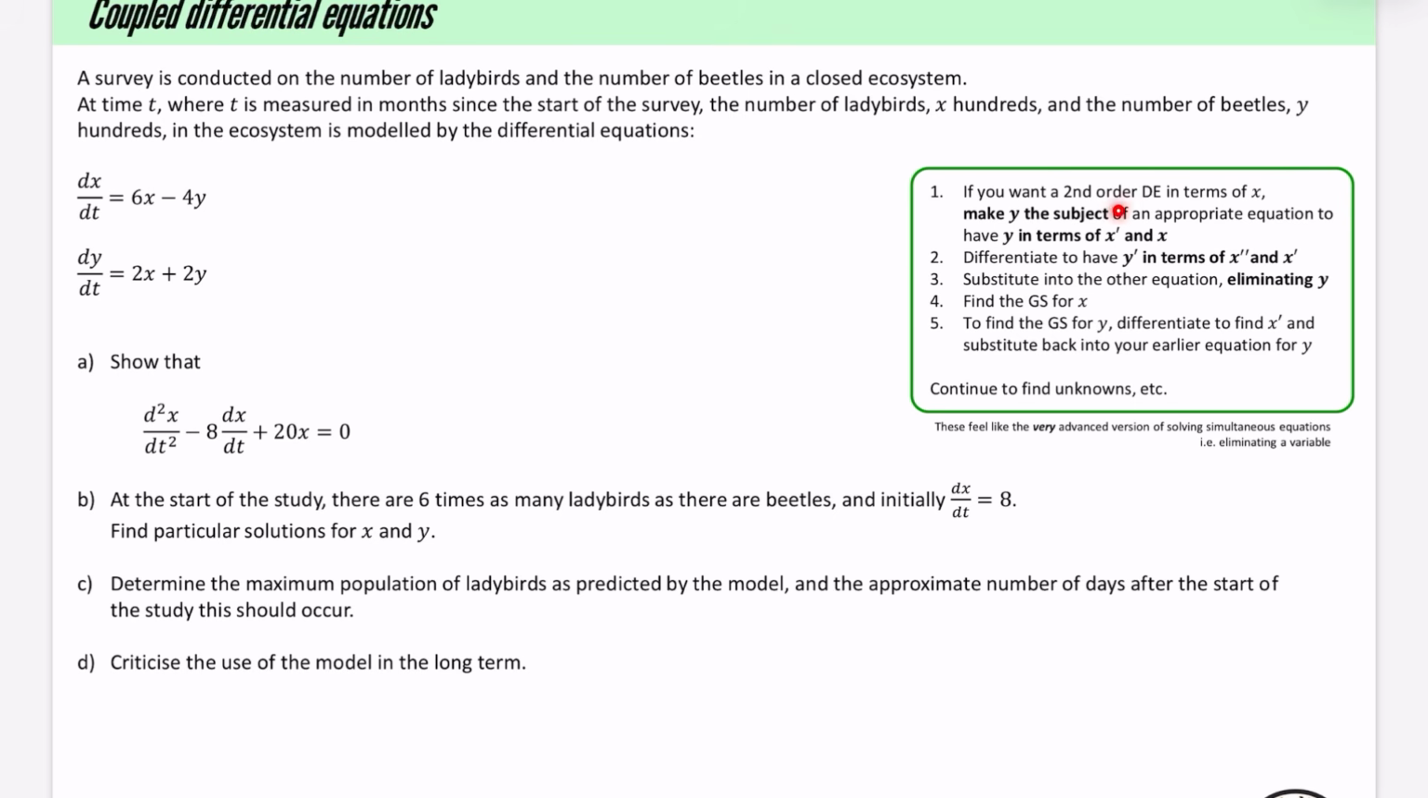So if you want a second-order differential equation later on in the question in terms of x, you need to make y the subject of an appropriate equation to have y in terms of x dash and x, in other words, dx dt and x. That's going to be this one here, because I'll get y purely in terms of x. You then differentiate that thing that you've just got in terms of x dash and x, so that you have it in terms of the second derivative of x and the first derivative of x. And then you substitute it into this other equation here. You put the y part in here and the y derivative part in here.